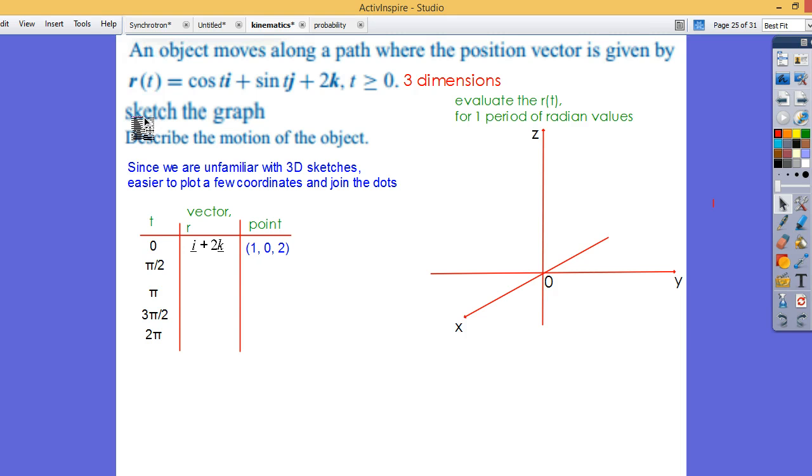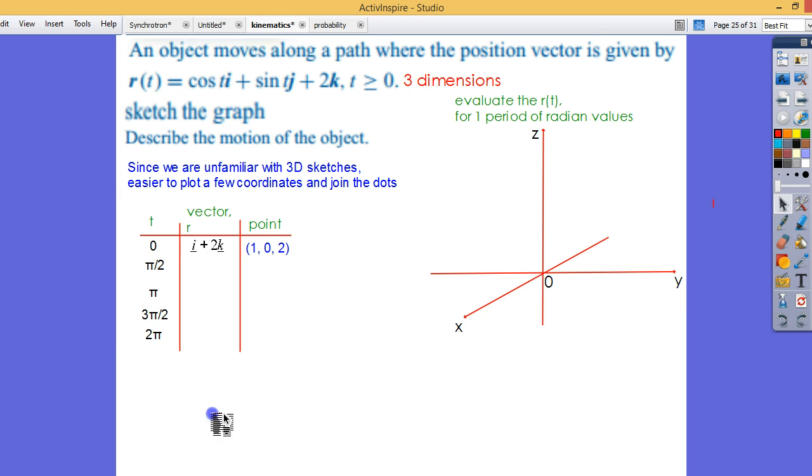Consider now, sketching this graph, we need to think about a 3D plane. Well, we haven't really worked with them. It's a bit unfamiliar, 3D sketches. So an easy way of handling sketches when unsure is pretty much plot the points. Evaluate on a table of values like this and plot a few coordinates and then join the dots. So being circular functions, we're going to choose a few radians from 0 up to 2 pi for our parameter t, and then evaluate the vector of each.